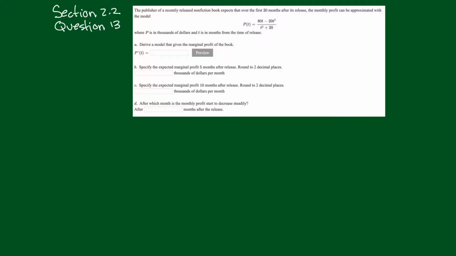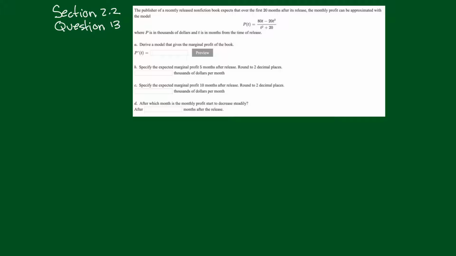Where P is in thousands of dollars and T is the number of months from the time of release. So at time of release, T is 0, and as the months go by, T increases, and P is the profit that this publisher is going to realize on this sale of those books. Now part A says derive a model. A model is just a function. Here's a model of the profit. We want a model that gives the marginal profit.